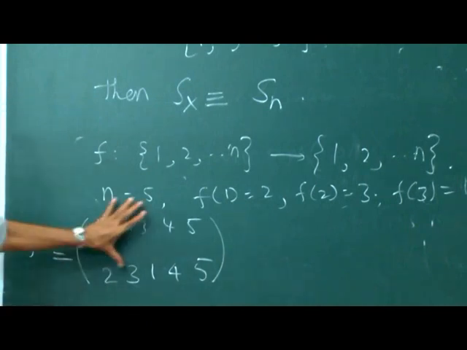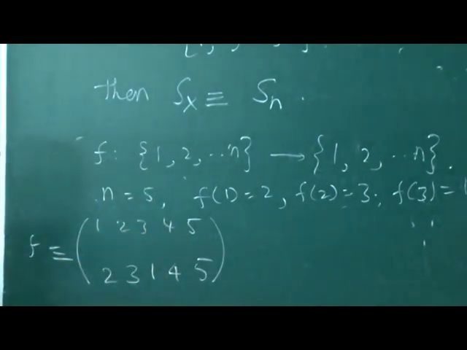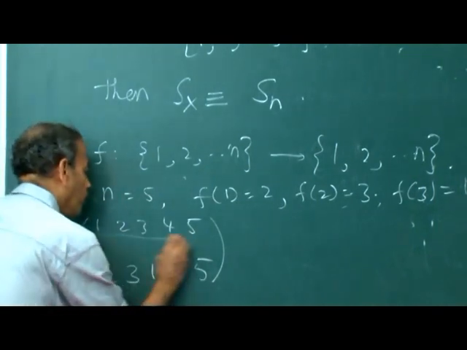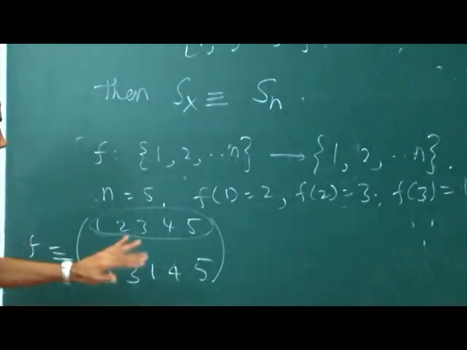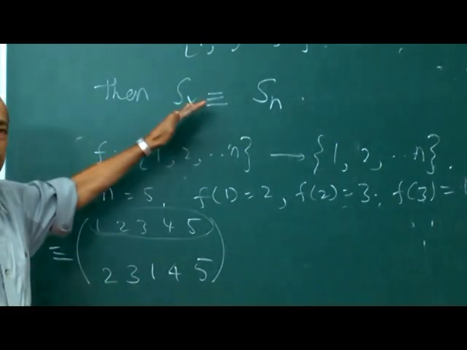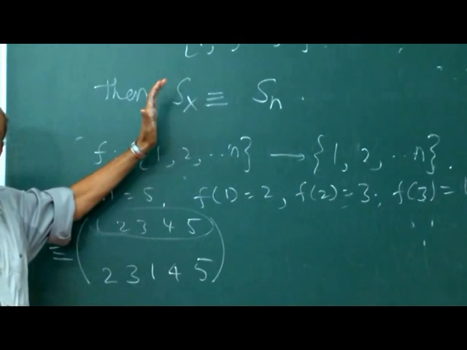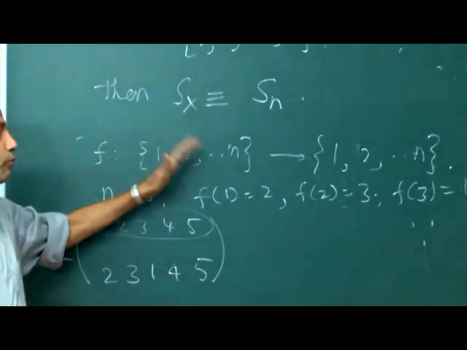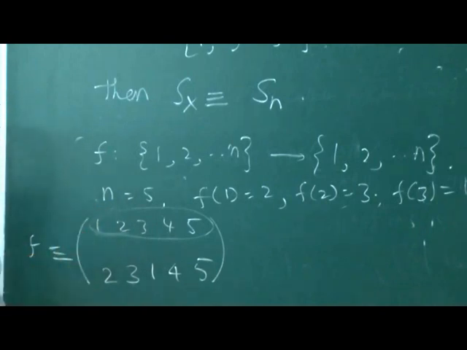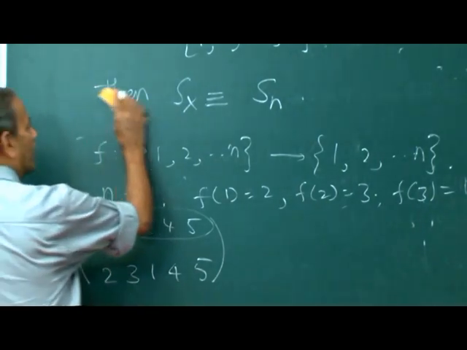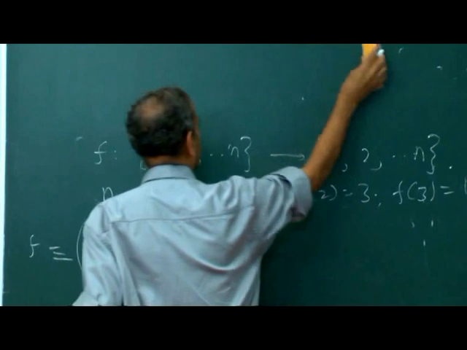But writing this array in this form is still cumbersome, because this first row is actually redundant. We want to make it shorter because we'll be using these permutations every now and then. So we want to make it as compact as possible. There is another way to describe the same function.